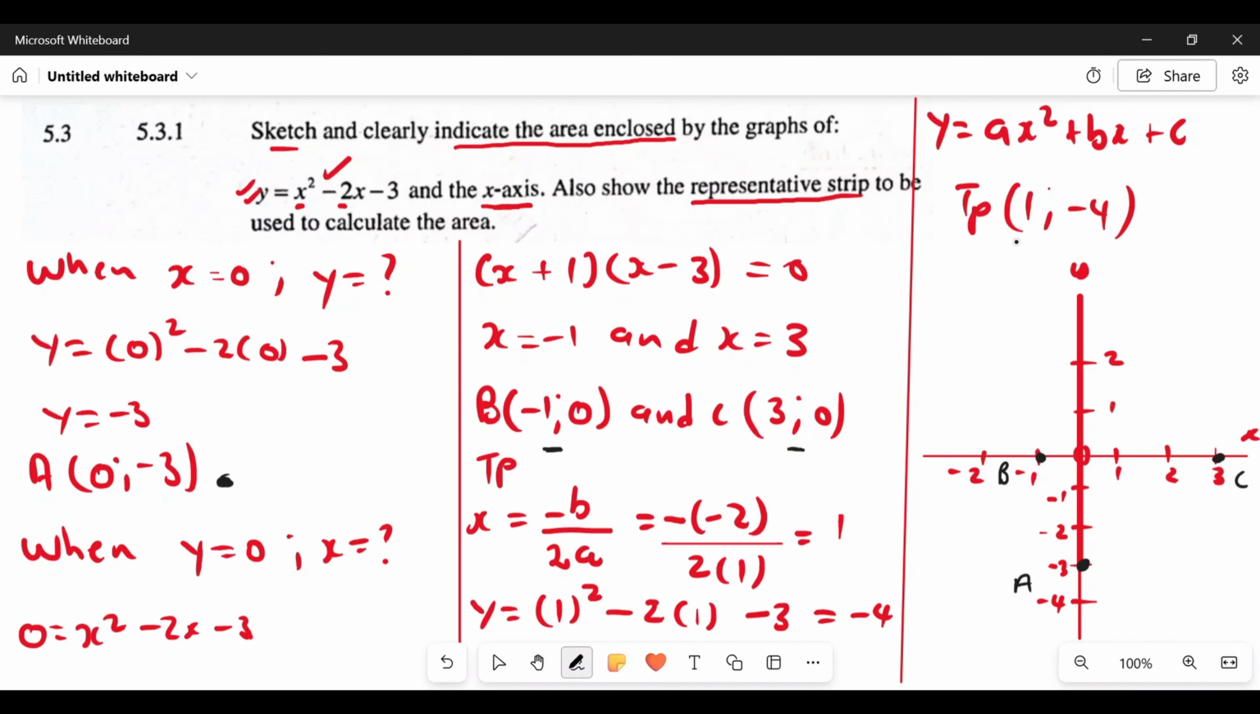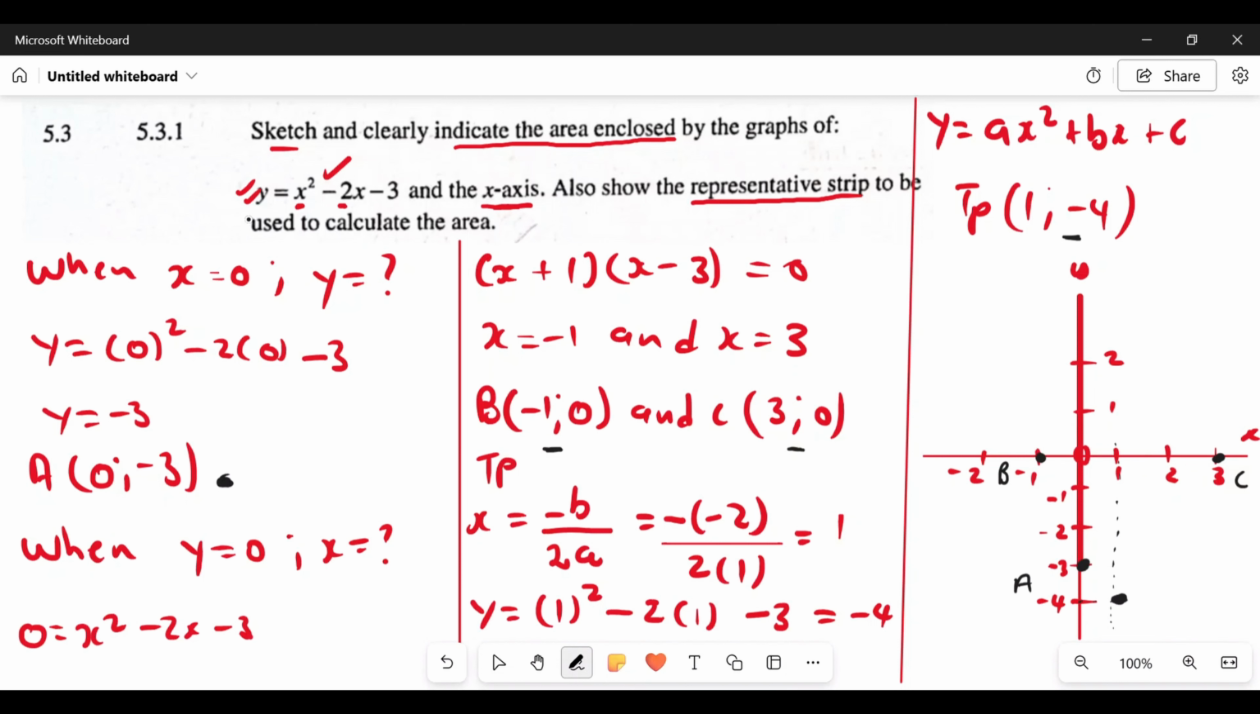And then we have the turning point, guys. For the turning point, we know that x is 1. So if you take a ruler and draw a straight line like that, there we go. And then y is negative 4. If you take from here, negative 4, and then we draw a line where they intersect, guys, this is going to be your turning point.